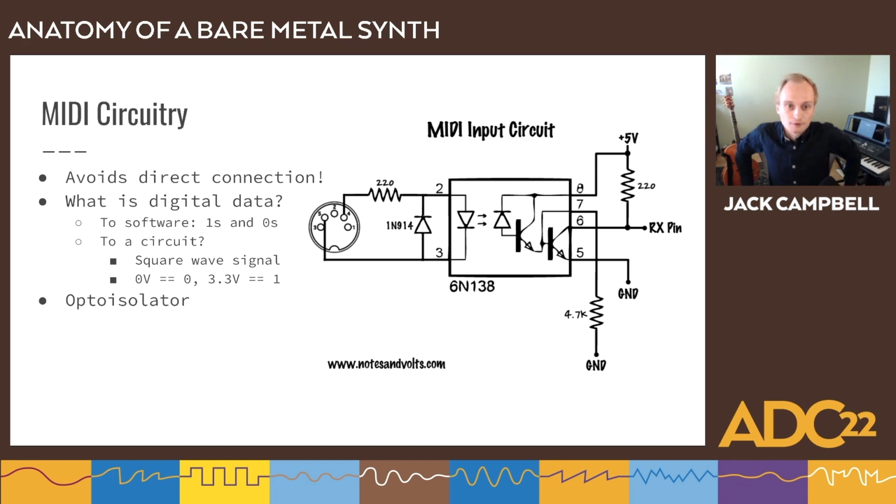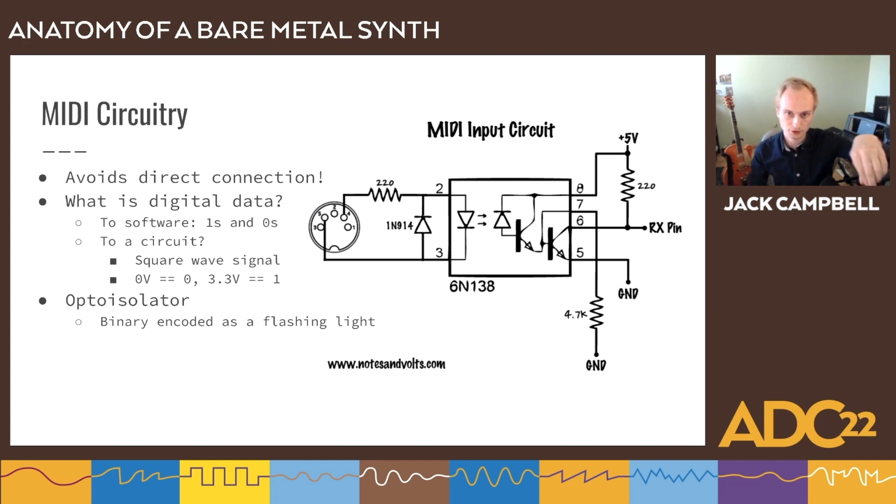So the component that does this is known as an opto-isolator. You won't see them too often. They're kind of rare, but they're cool. So in that black box in the middle there, right above 6N138, which is the name of this opto-isolator, 137 works just as well. It's the one that I got from SparkFun.